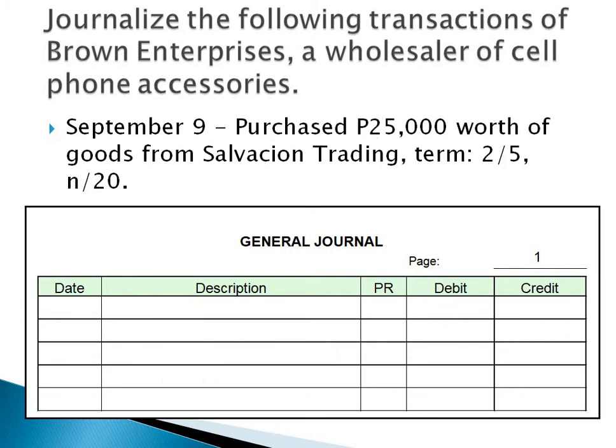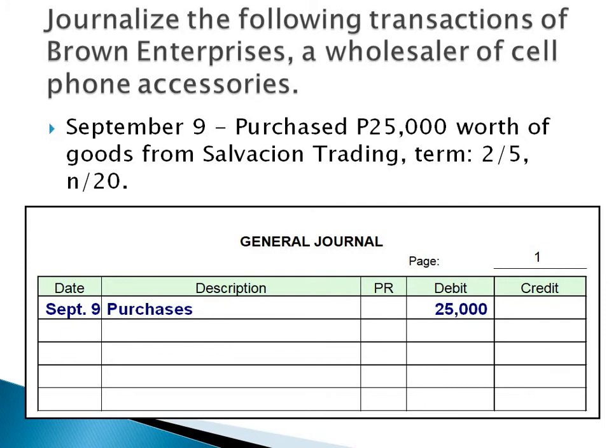Let's move forward to the next. September 9. Purchased 25,000 pesos worth of goods from Salvacion Trading. Term 2/5 and over 20. Debit, purchases. Because of the words purchased goods, meaning merchandise inventory. So we have to use the account title purchases. How much? 25,000. What must be the credit?